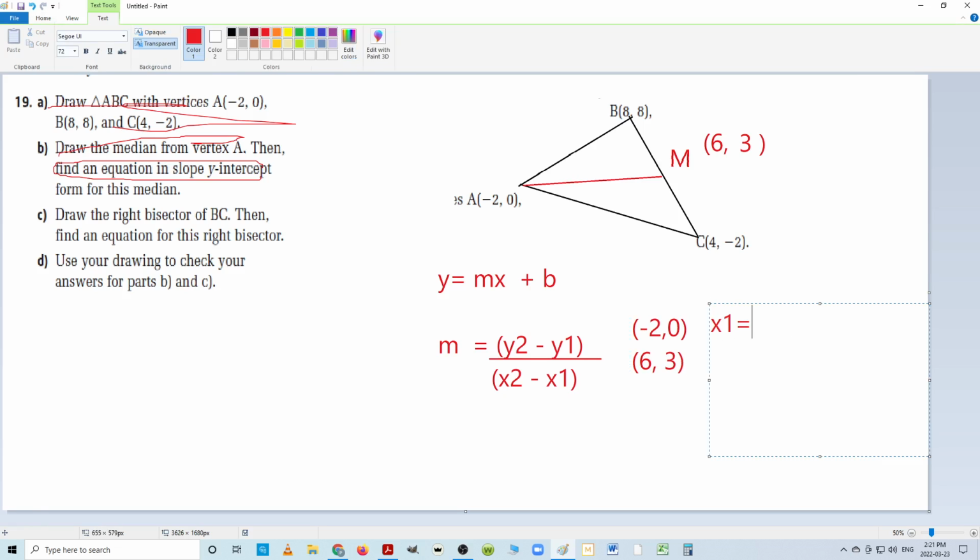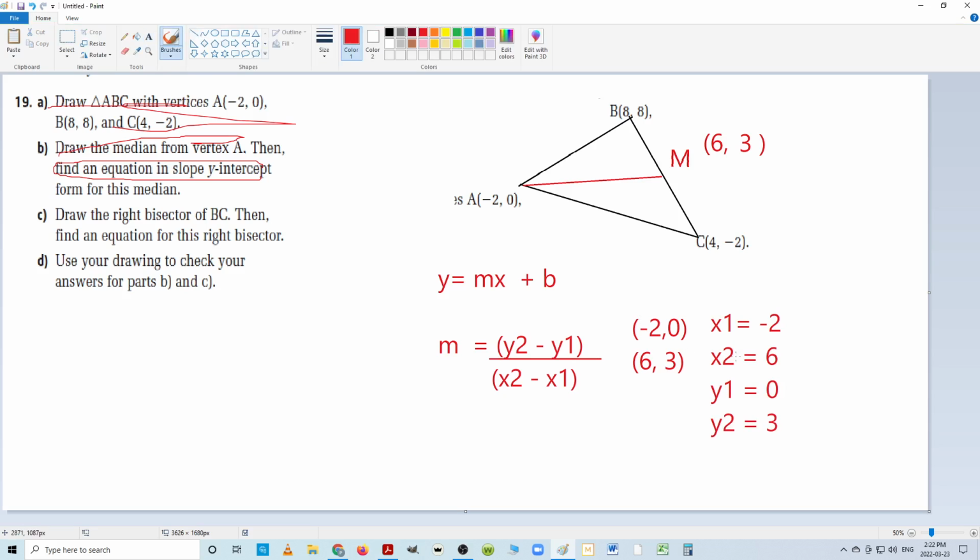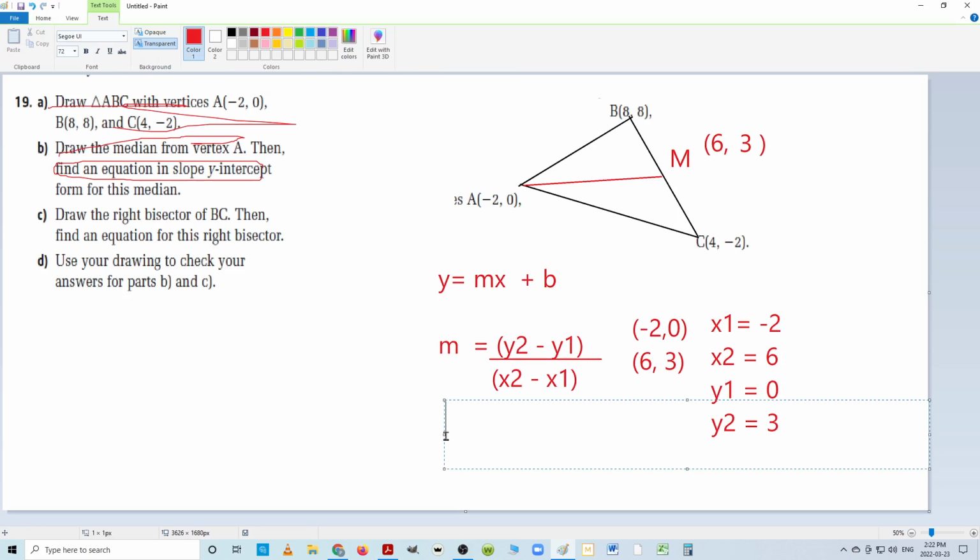Okay, well, x1 is equal to minus 2. x2 is equal to 6. y1 is equal to 0. y2 is equal to 3. And you're very good at not mixing those up. But whatever x1 I just defined, then this must be the y1. So that means now that I've labeled them, I can just replace them in here. So it's always good to rewrite it, though.